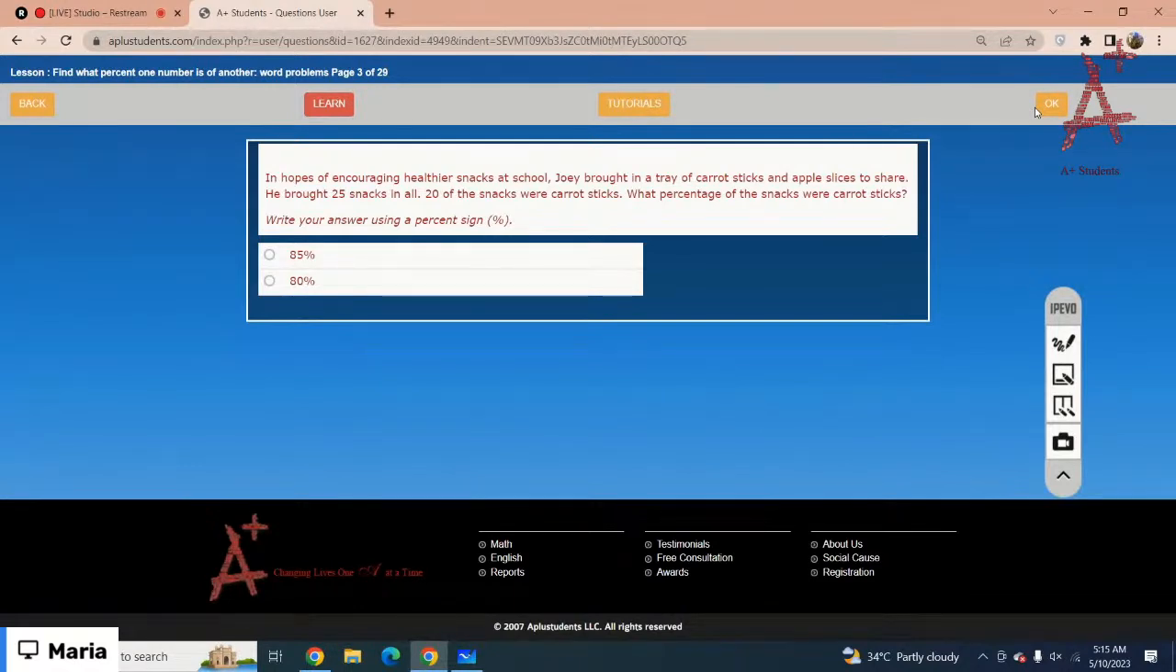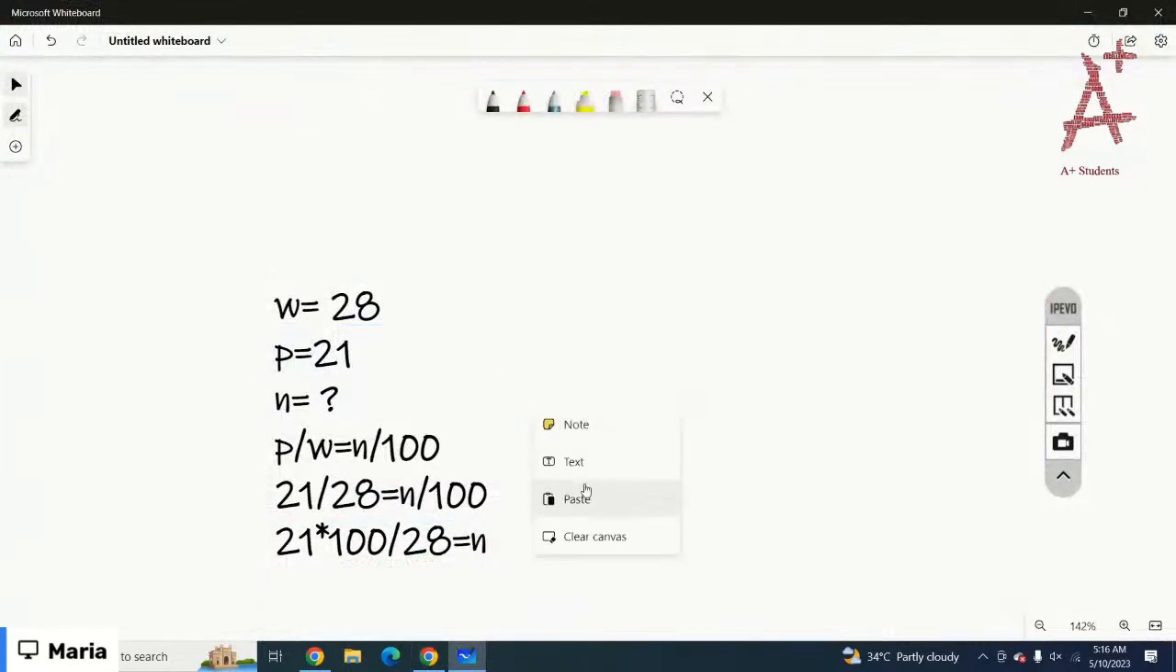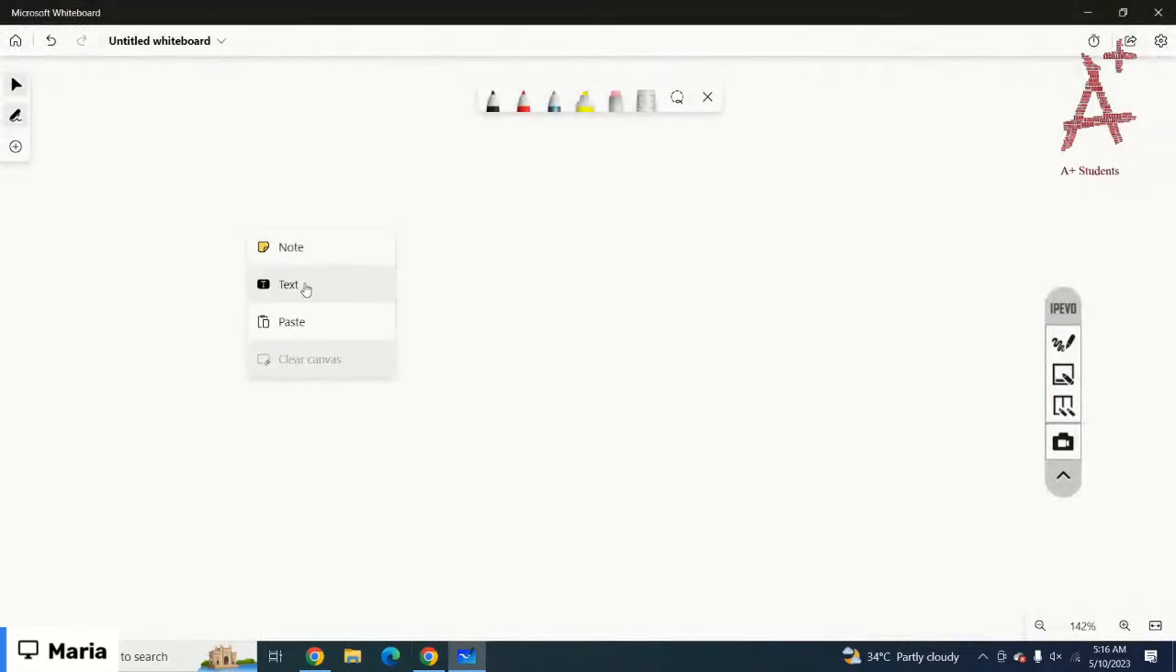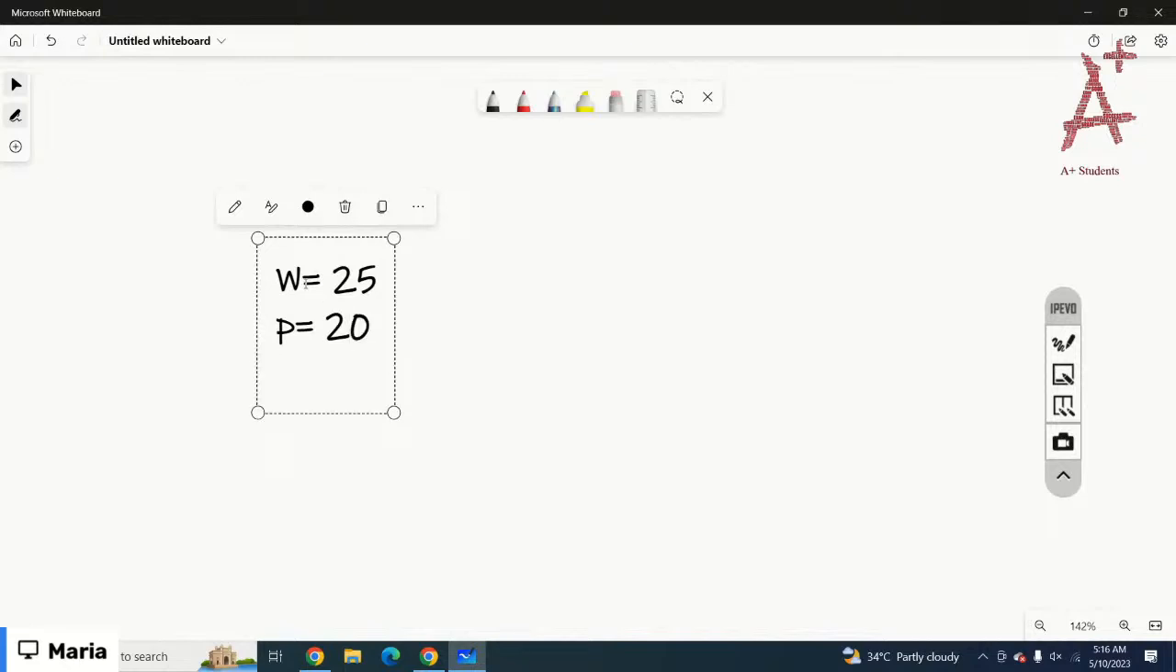Okay, the next one is, in hopes of encouraging healthier snacks at school, Joe brought in a tray of carrot sticks and apple slices to share. He brought 25 snacks in all. 20 of the snacks were carrot sticks. What percentage of the snacks were carrot sticks? So the whole is 25, and 20 is the part. You need to calculate 20 is what part of 25. Got it? So whole is 25. Part is 20. You need to calculate the n.